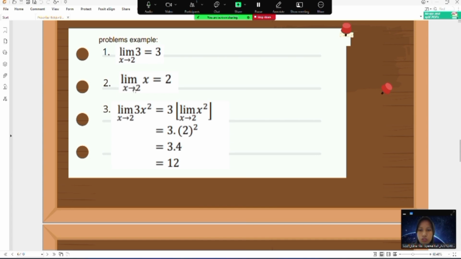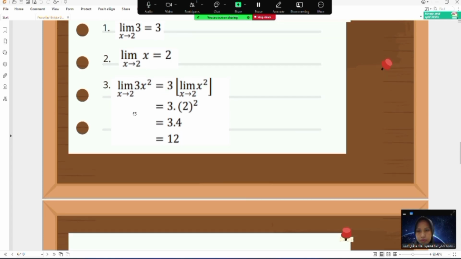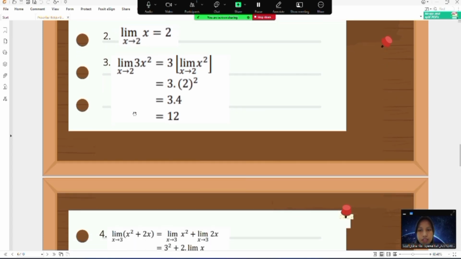Okay, for number 2, the limit as x approaches 2 for x. We already know x is a variable, so we just need to substitute x with 2. So the result of the limit is 2. Next, number 3.